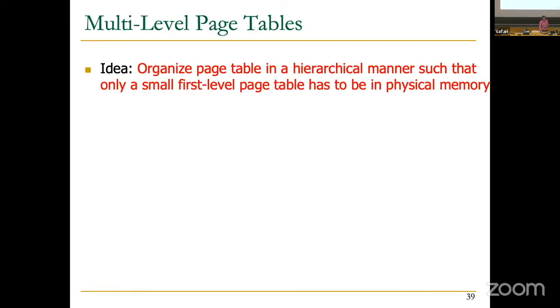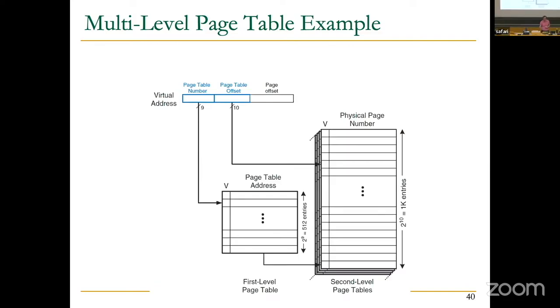Okay, so multi-level page tables. Basically, organize the page table in a hierarchical manner such that only a small first level page table has to be in physical memory. And that small first level page table hopefully is 4 kilobytes or 8 kilobytes. So that's the idea. Essentially, this is from your book. This is what it looks like. You chop the address into 3 things. The top part specifies which page table to look up. So this is called the page table number. And then there's an offset inside that page table.